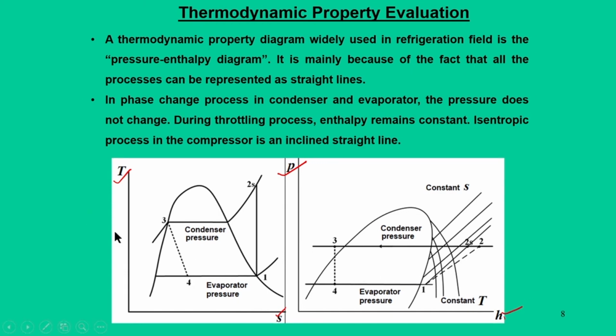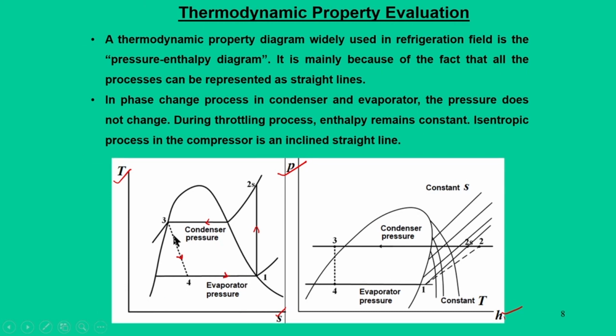So, if you look at the temperature-entropy diagram, 1 to 2s is isentropic compression, 2s to 3 is constant pressure heat rejection in a condenser, 3 to 4 is a constant enthalpy process, and 4 to 1 is the evaporator process, or constant temperature heat absorption.